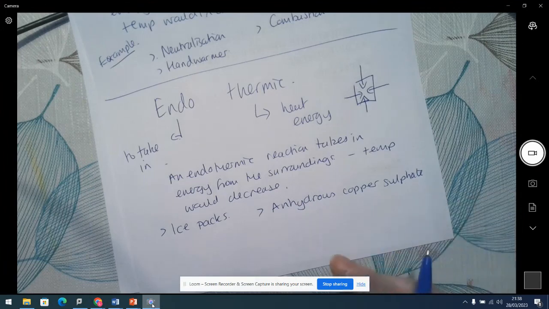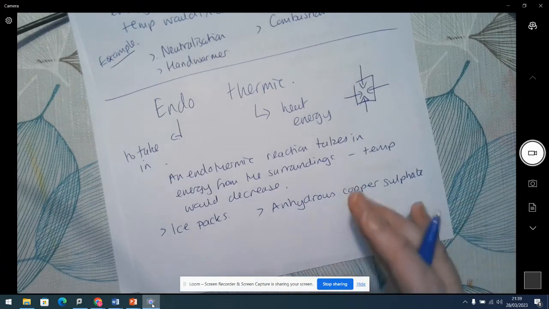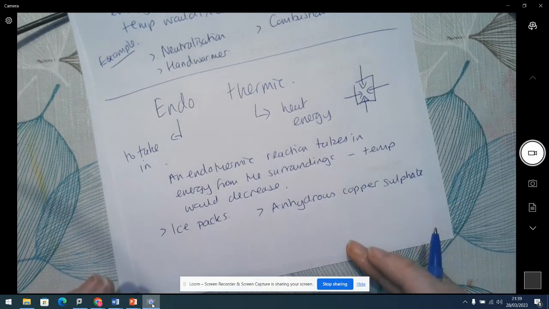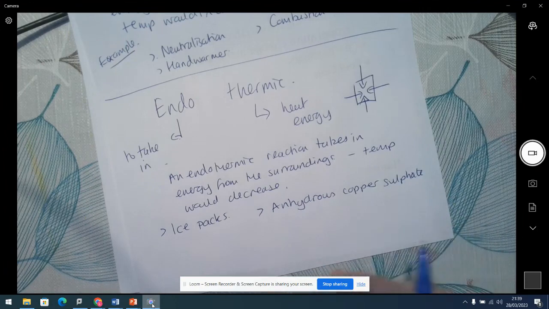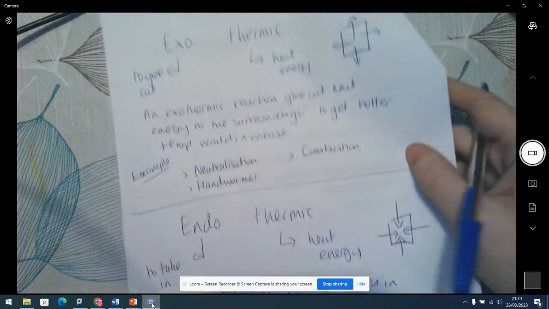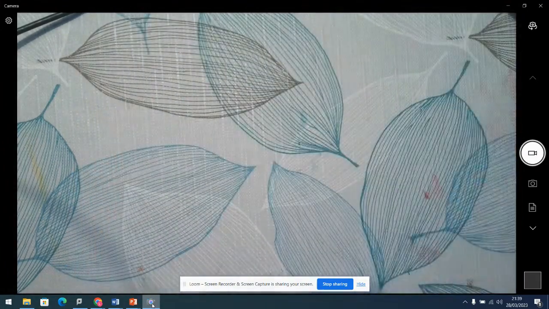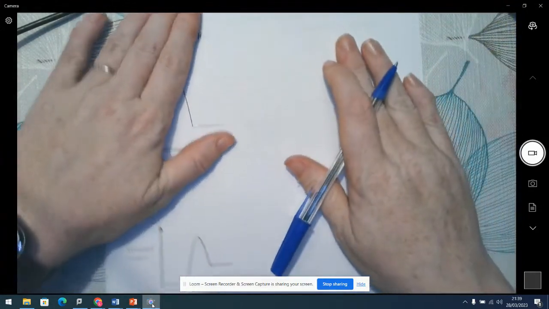So how have I seen this come up? I've seen it come up in a couple of ways. You might have to identify whether something is an exothermic or an endothermic reaction, and usually that's by the temperature change. If it's gone up, it's exothermic. If it's gone down, then it's endothermic. You might have to define the word, so know exactly what the word means. So that's what we're talking about when we're talking about energy transfers. They are the two things we need to know, exo and endothermic.